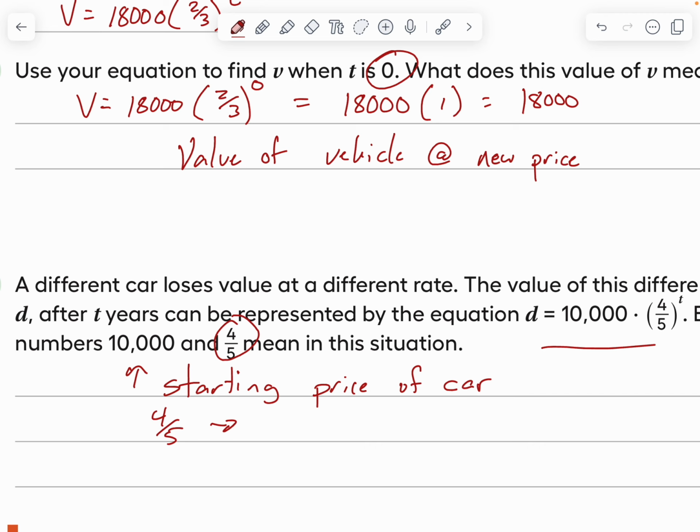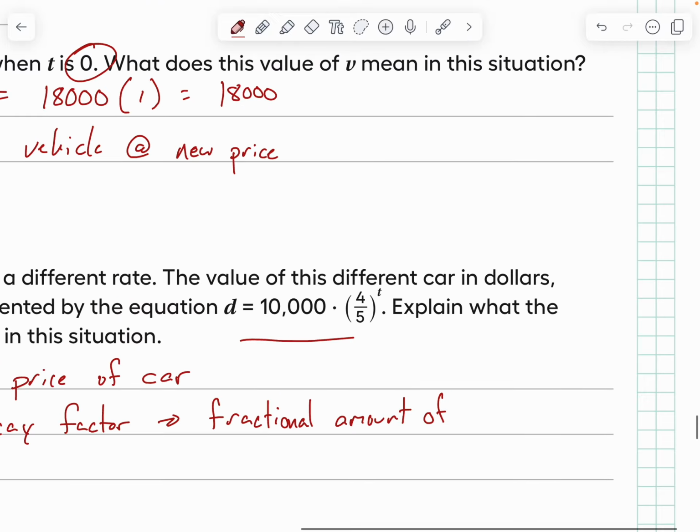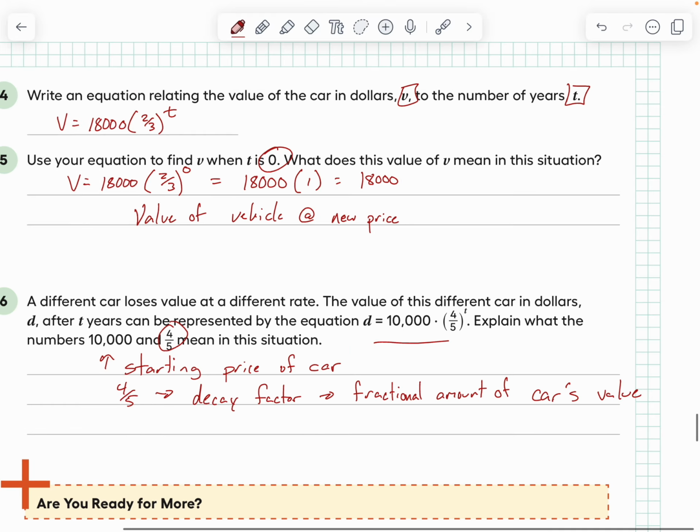that's how much, or, well, it's the growth factor, or decay factor. But also, it's the percentage of the value left, or, what do we want to say? The fractional amount of the car's value. Okay, so you take 10,000, you multiply by 4/5, that's how much it's still worth.